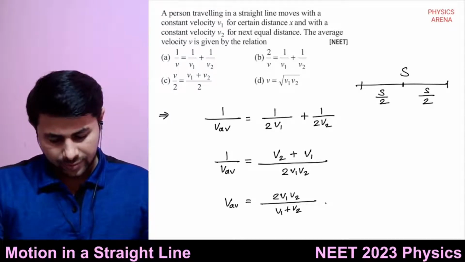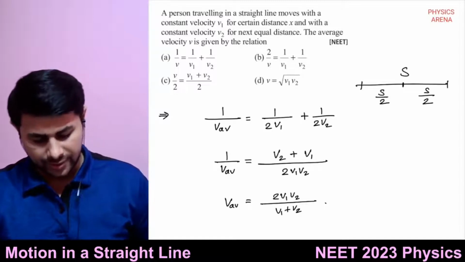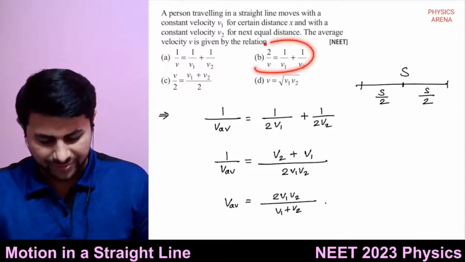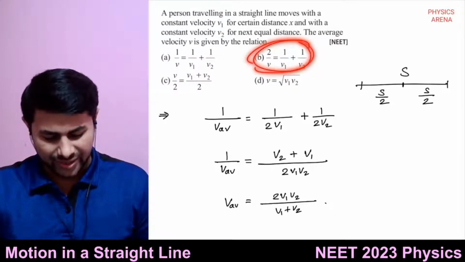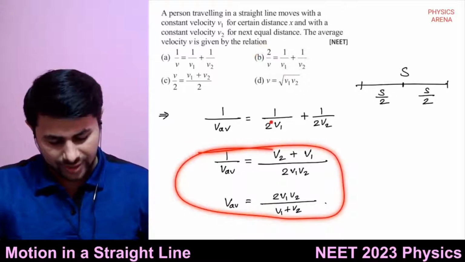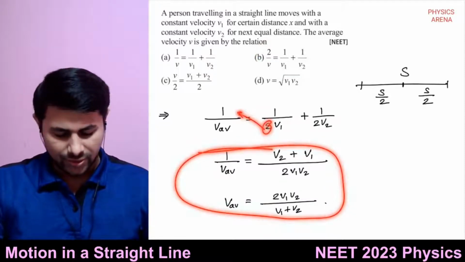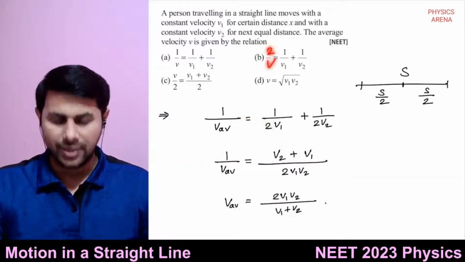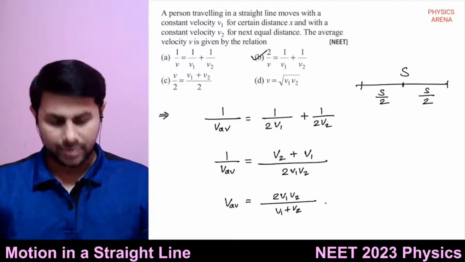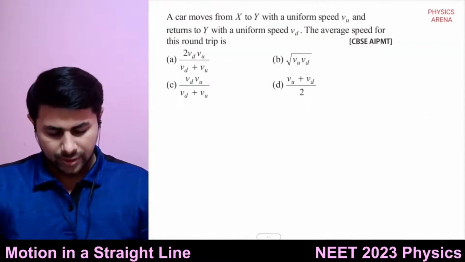Option B. Option B is the answer. They don't want to waste your time, so that's why they have written the answer like this. So you don't even have to do all this, just take this 2 on this side. So 2 upon the average velocity is 1 upon v1 plus 1 upon v2. So option B is your answer. Next question.